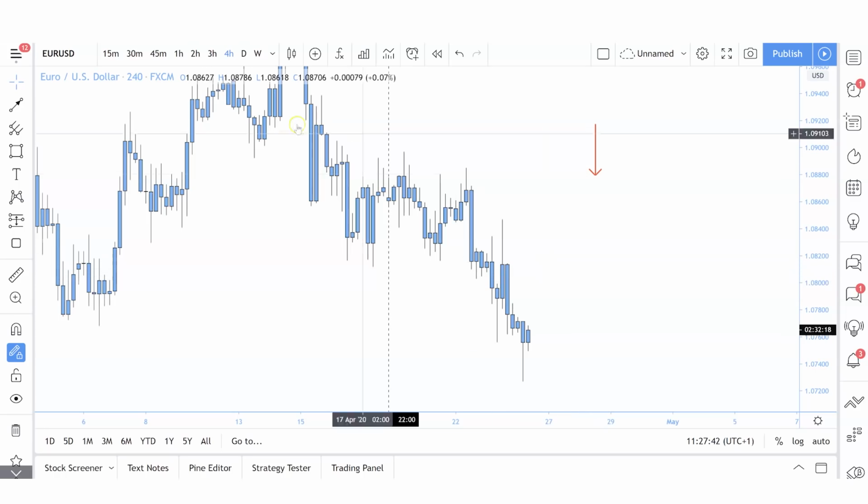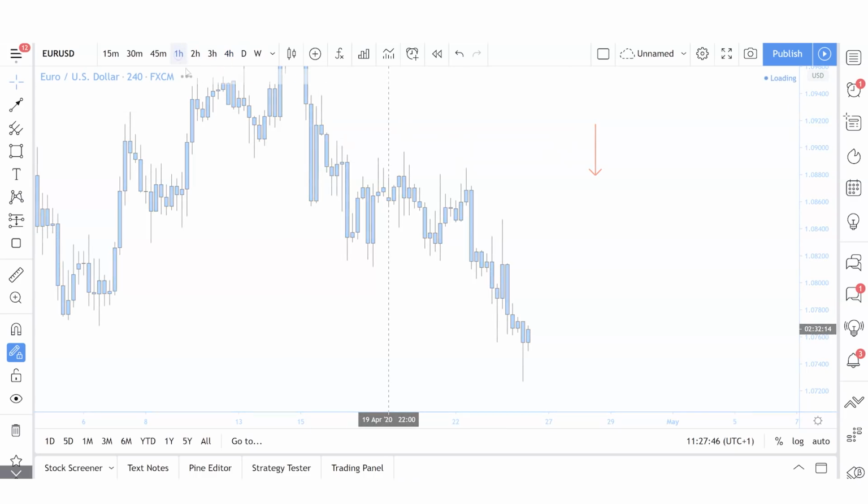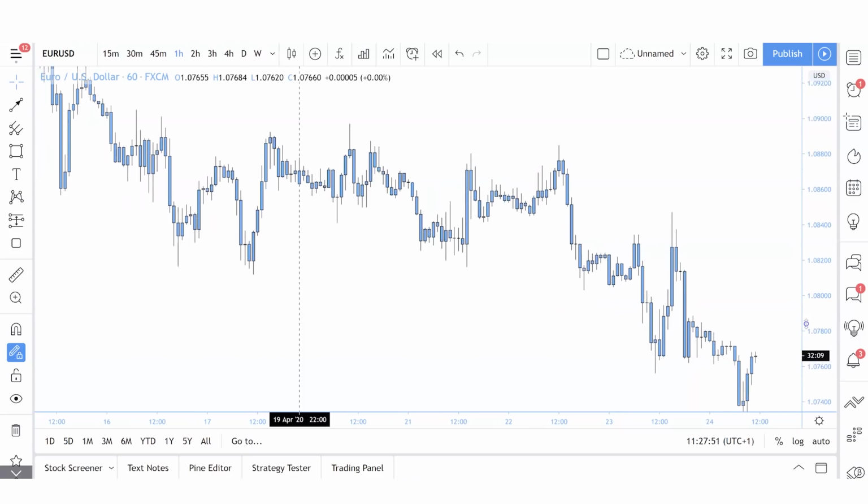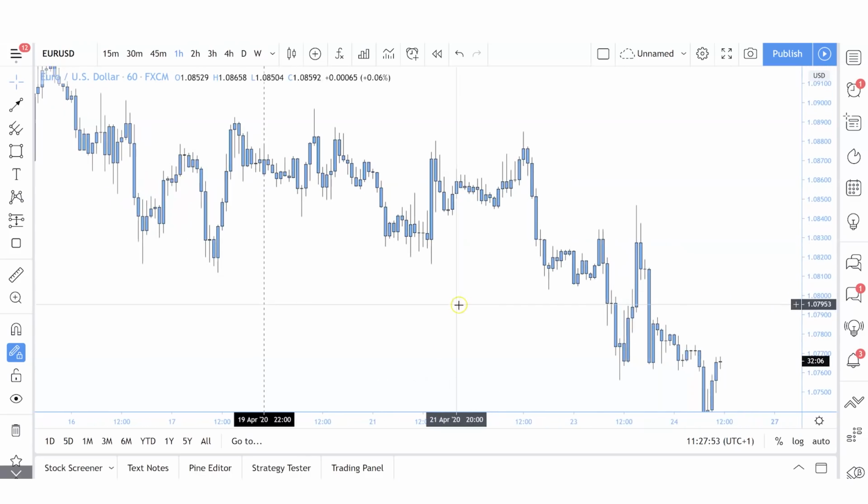So now I've got that information from my 4H time frame, which is my structural time frame, identifying sell by structure. I'm now going to go over to my hourly time frame, and what I'm going to start to do is break this data down so that I can understand it in the best way.